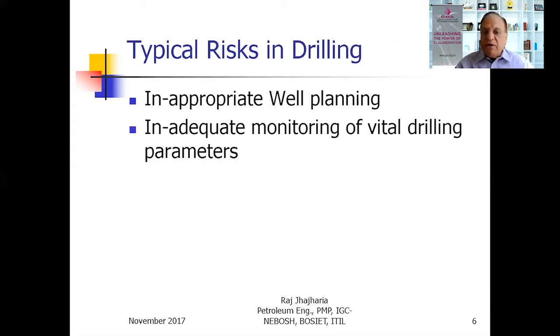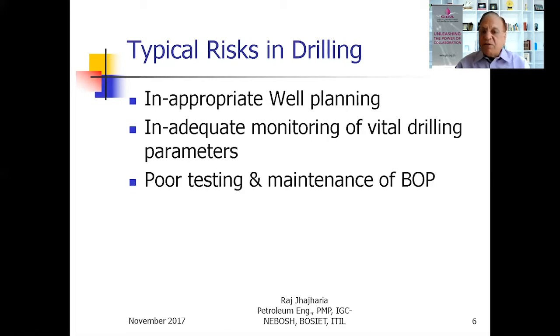Inadequate monitoring of vital drilling parameters. As you are drilling, you are getting lots of information in terms of mud analysis, in terms of logs, in terms of the readings on the drawworks, where you see what is the kind of resistance you are getting from the ground when you are lowering the bit. All those parameters need to be monitored, and if you do not monitor them, and if you do not take the action in time, you might lose the well.